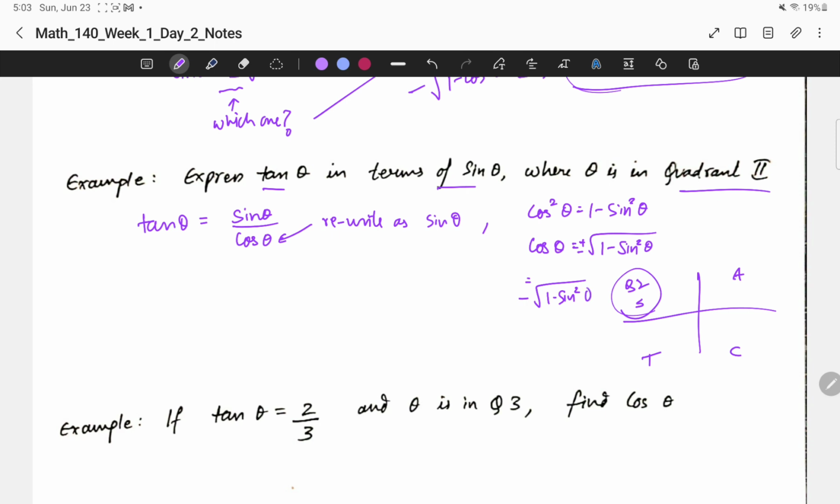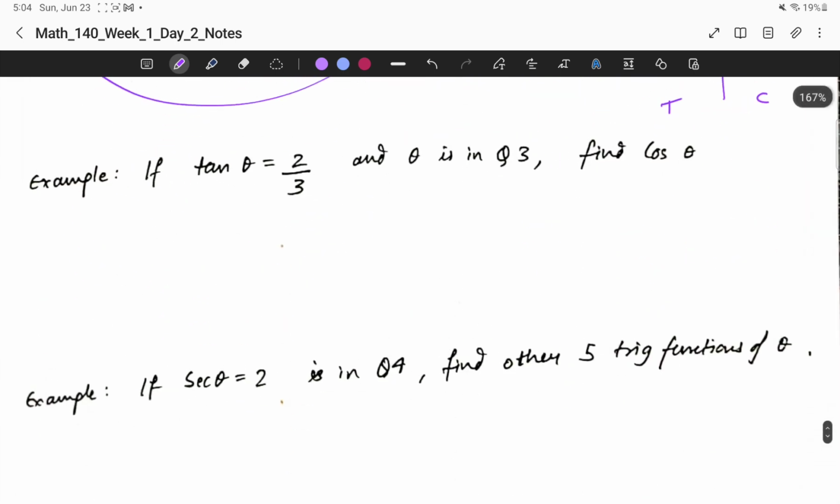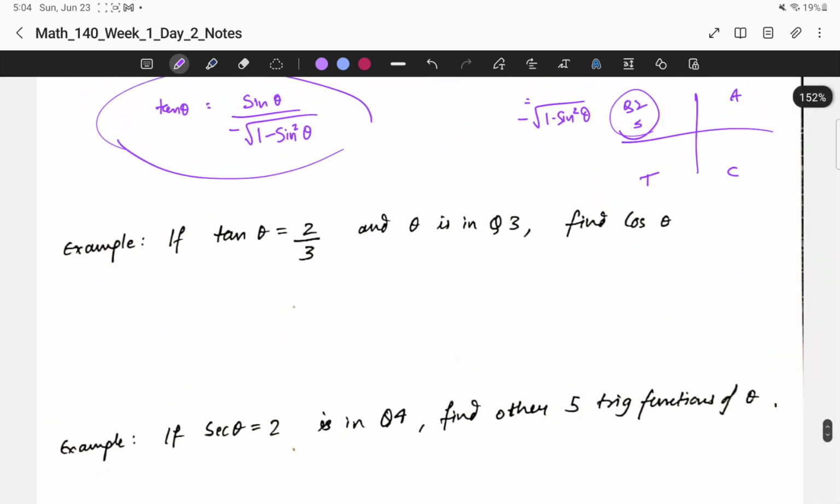So tan theta is going to be sine theta divided by negative square root of 1 minus sine squared theta. If it was, say, quadrant 1, this would have been positive. If it was quadrant 4, it would have been positive because cosine is positive in those quadrants. If tan theta equals 2/3 and theta is in quadrant 3, find cosine theta.